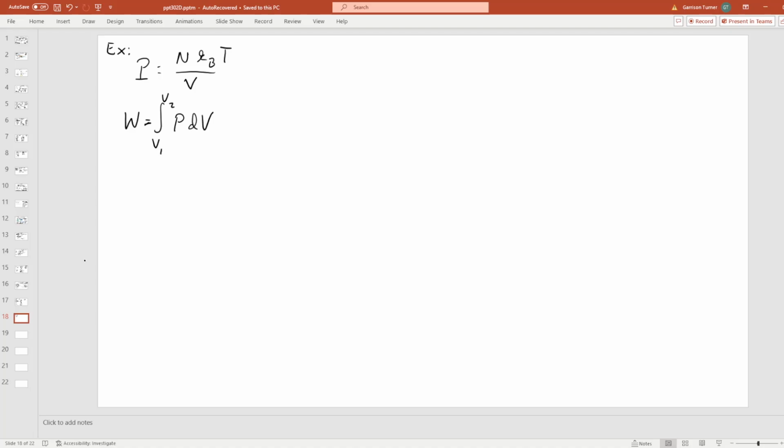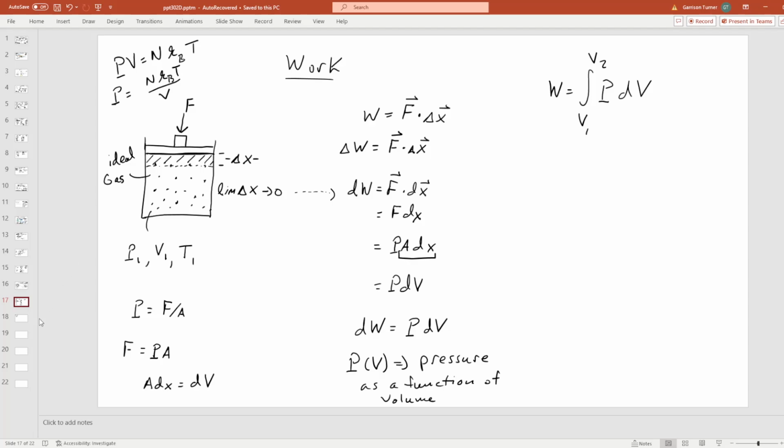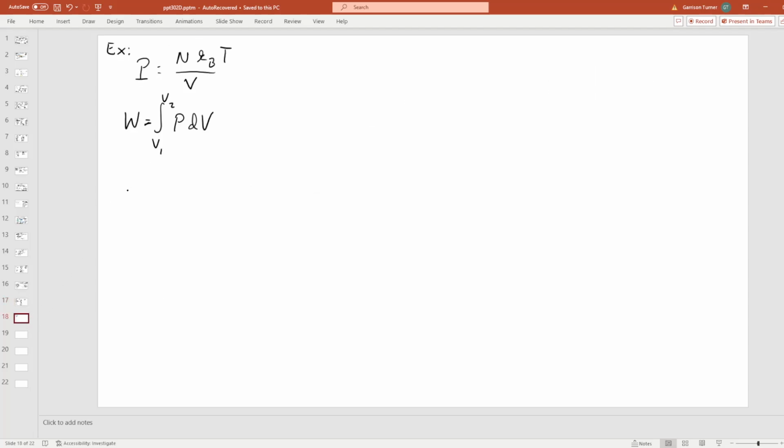So let's suppose that our initial pressure was 1 atmosphere, for example, which is 1.01 times 10 to the 5th pascals. And let's just let V1, I don't know, be 0.1 cubic meters.